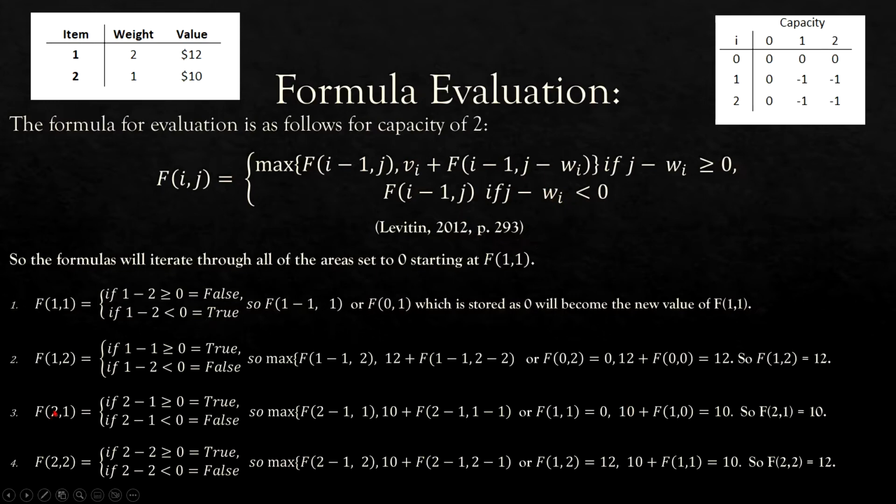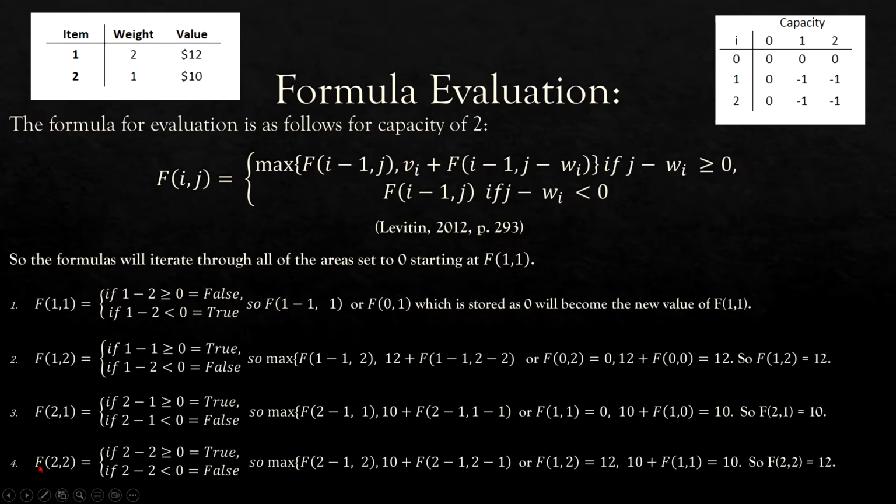So for this one, i is 2, the weight of item 2 is 1. I'm sorry, the value of item 2 is 10. So again, we look at this evaluation of f of 1, 1 and we know that's 0, and we look at the evaluation of 10 plus f of 1, 0, which is a 0, so that becomes 10. So f of 2, 1, which is right here, becomes 10.